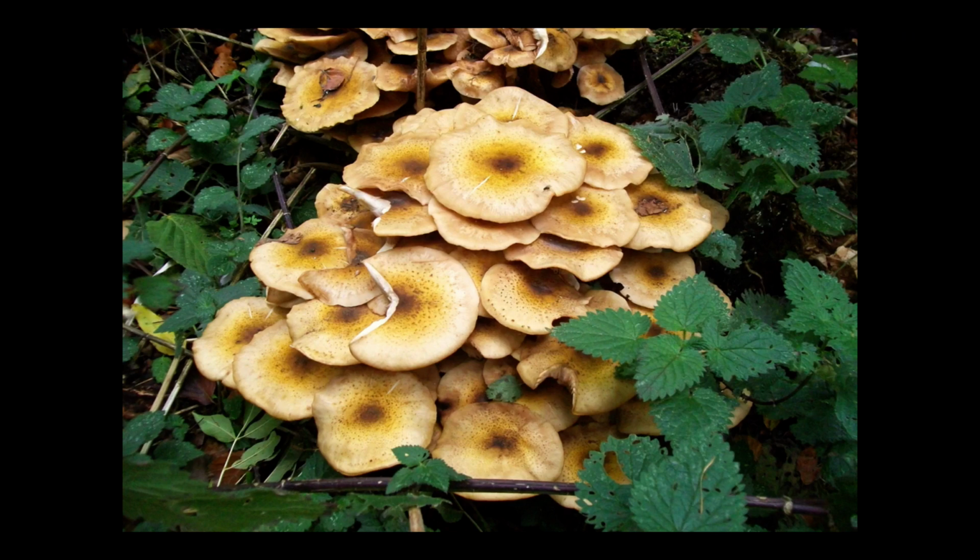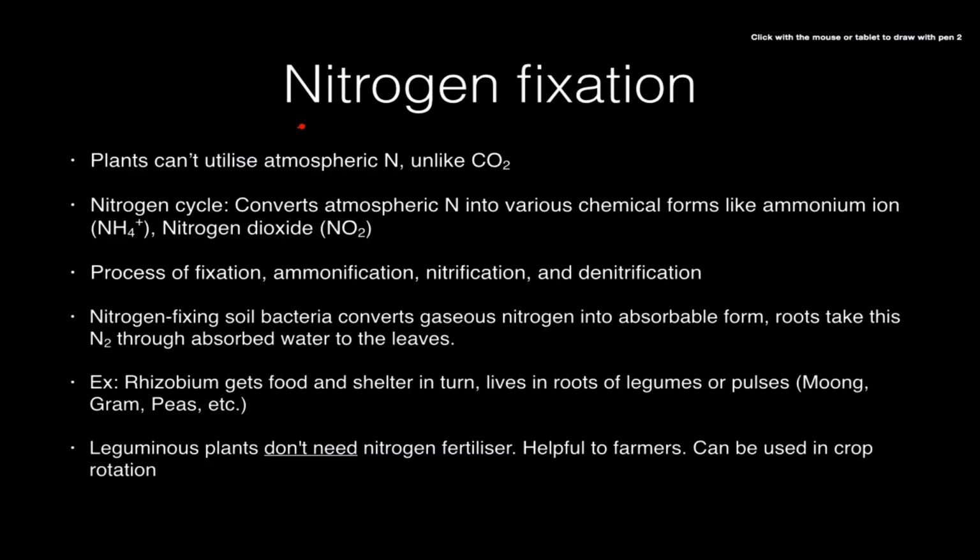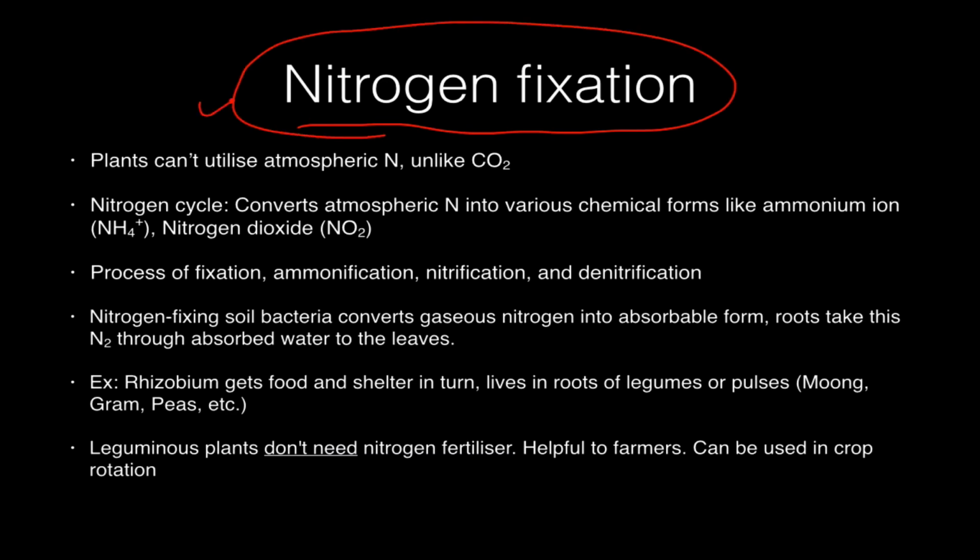Final topic for today is nitrogen fixation. I have already dealt with the nitrogen cycle, but again I'll cover it briefly. Plants can't utilize atmospheric nitrogen unlike CO2. So CO2 can be utilized directly, but not nitrogen. Now the nitrogen cycle converts atmospheric nitrogen into various chemical forms, obviously like ammonium. If nitrogen can't be utilized, obviously it will have to be converted.